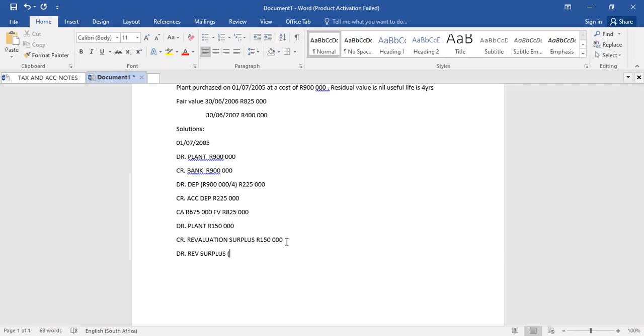How much is transferred? How many years are remaining after 20x5? How much are we transferring? 37,500. Then you credit retained earnings.